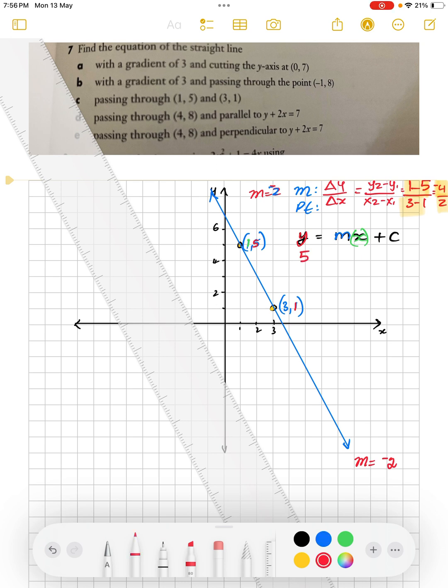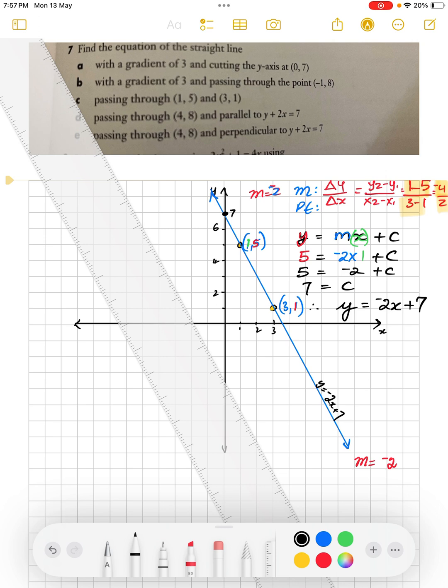So y is 5, m is negative 2, x is 1. That's the point 1, 5. Now we will find our value for C. 5 equals negative 2 plus C. Yes, the negative 2 goes across to be plus 2. 5 plus 2 is 7. And it is in fact supposed to be crossing at the 7. Therefore, the equation is y equals negative 2x plus 7. So we could write that along here. y equals negative 2x plus 7.